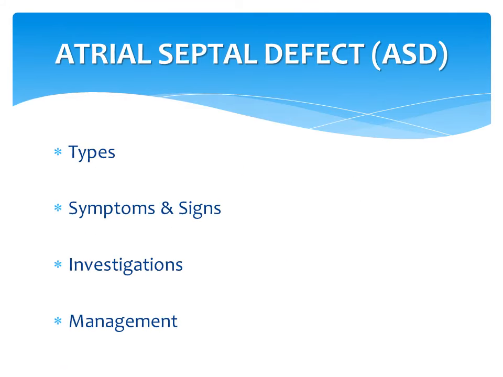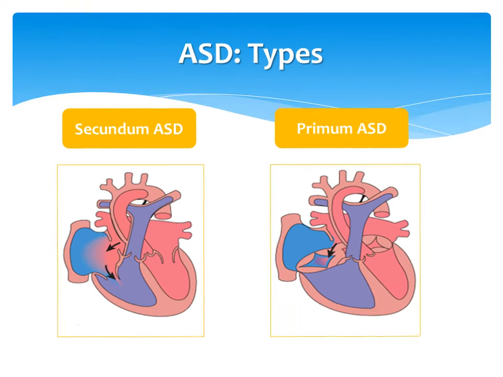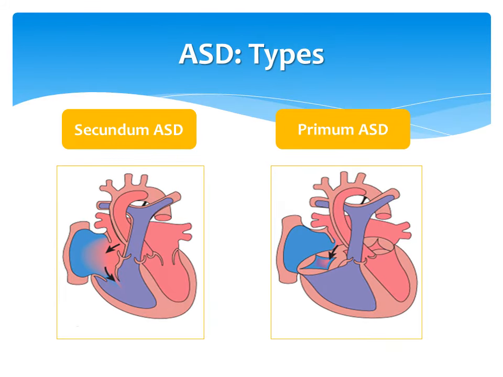Next I will discuss the atrial septal defect or ASD in terms of its types, symptoms and signs, investigations, and management. Now let's talk about atrial septal defect. There are mainly two types, which are secundum ASD, which accounts for 80% of all ASD, and primum ASD, which accounts for another 20%.